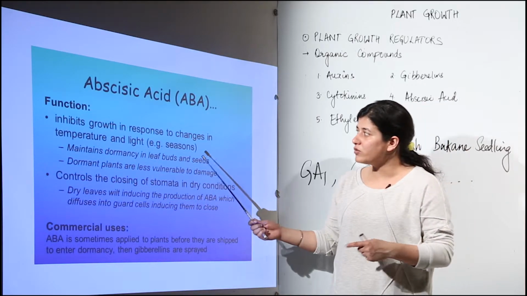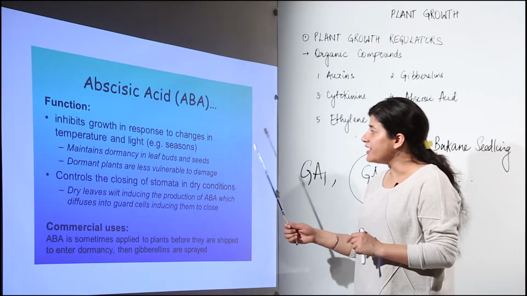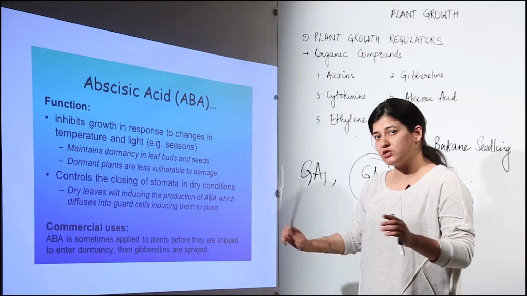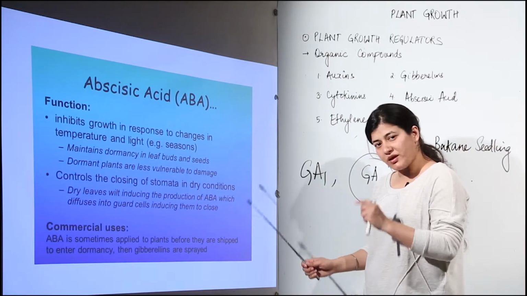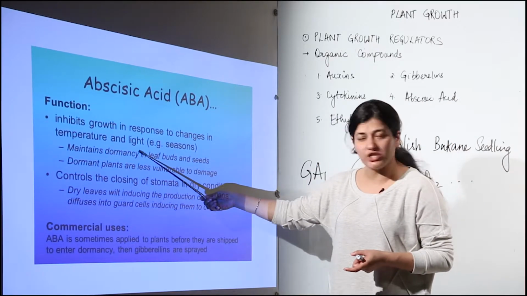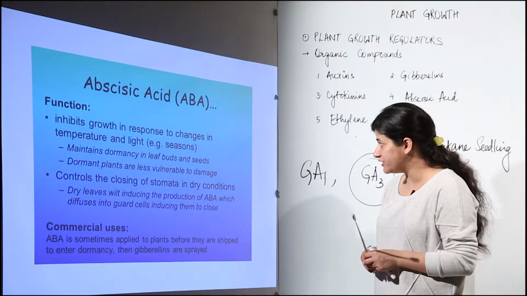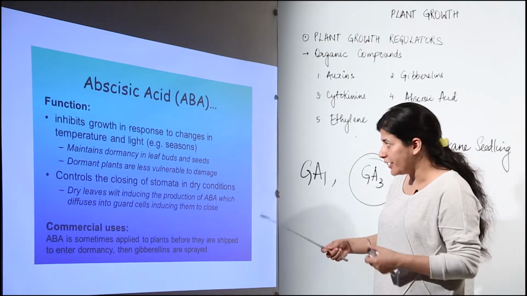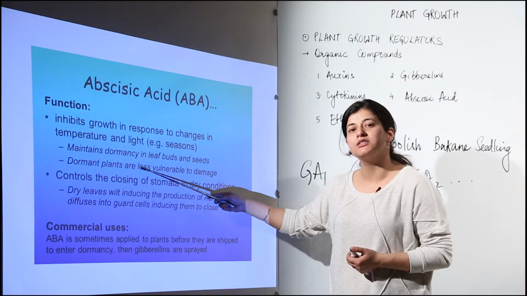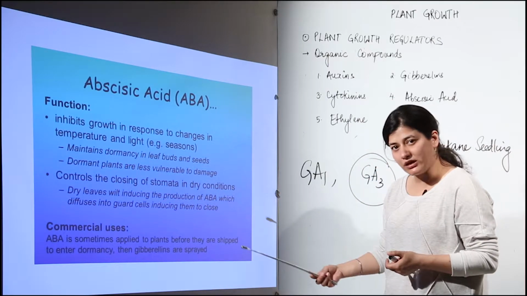This hormone does not have a positive impact on growth, rather it inhibits the growth, and it inhibits the growth in response to stressful conditions. It does not come and inhibit the growth as such. Whenever there is stressful condition, like change in temperature, change in light, then this hormone would be produced more and more so that the plant can cope up with that stress. Seasonal changes especially. It maintains dormancy in leaf, buds and seeds so that they do not germinate in unfavorable conditions. When the conditions would be favorable, they would germinate.